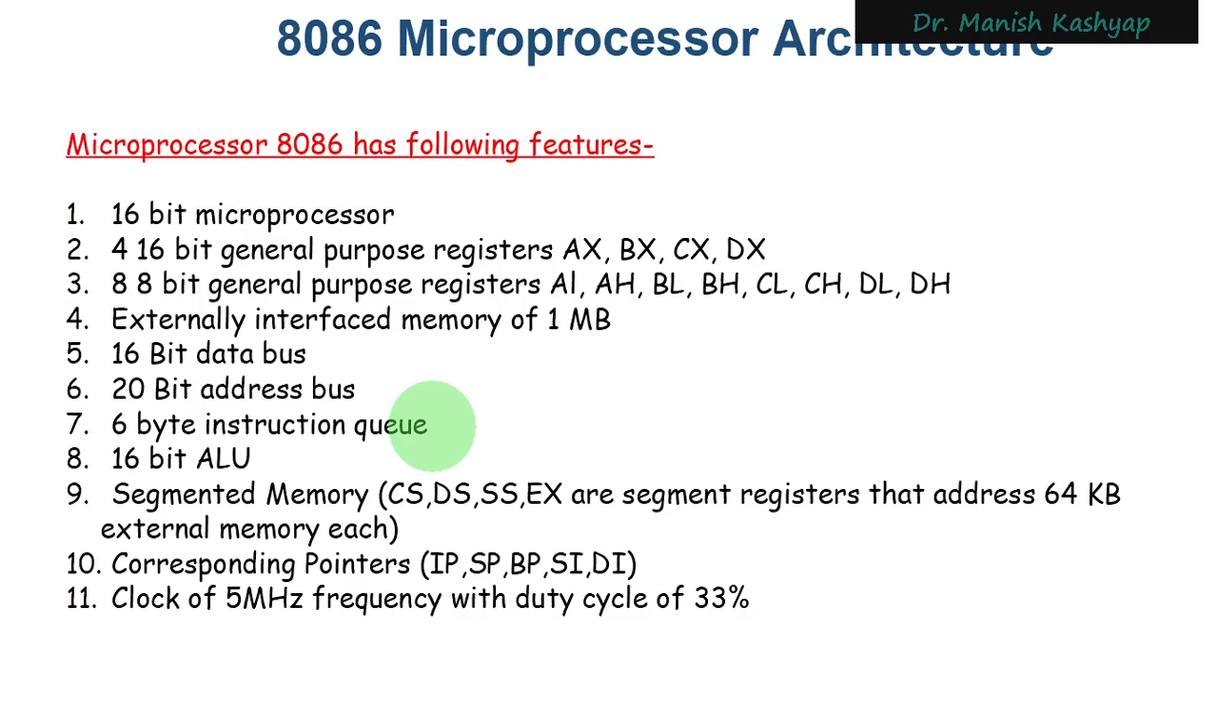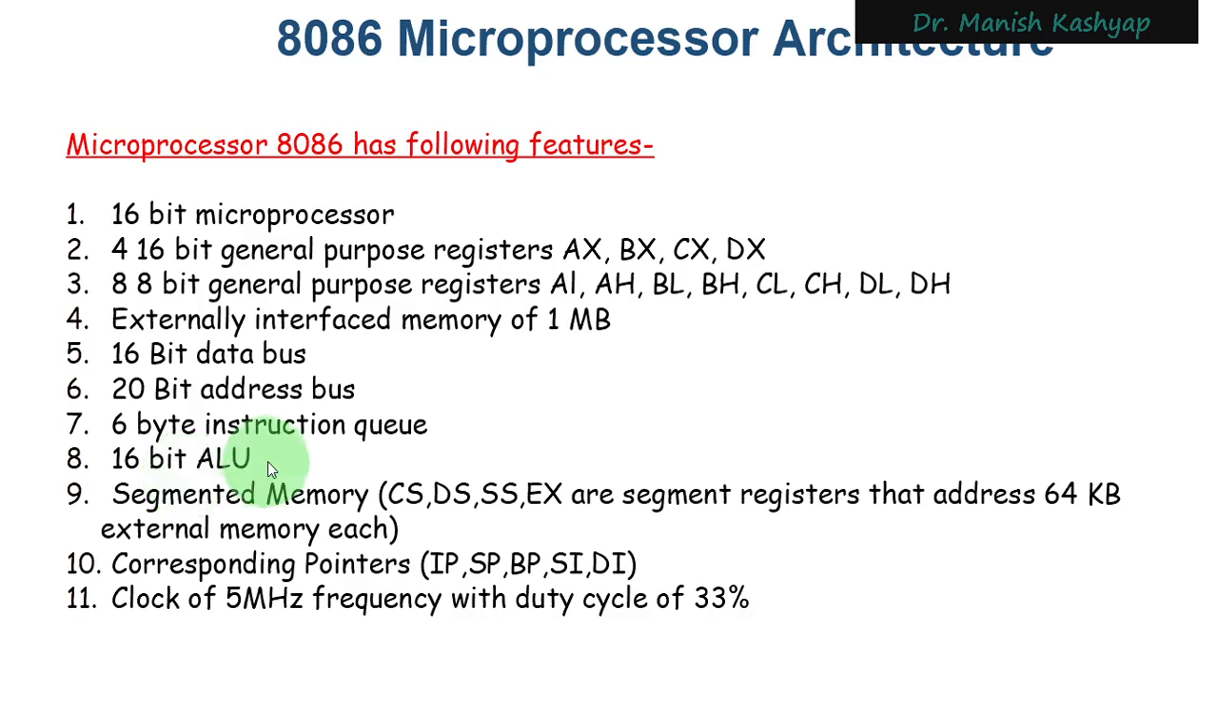Here what is happening is fetching is separate. It is happening depending upon the vacancy in this queue. If 2 bytes of this queue are vacant, fetching will happen irrespective of what is happening inside the execution unit. So the operation of these two units is independent. Since this microprocessor is separated into these two units, it is performing in a more efficient way. So this 6-byte instruction queue is very helpful in that. So its speed is high.